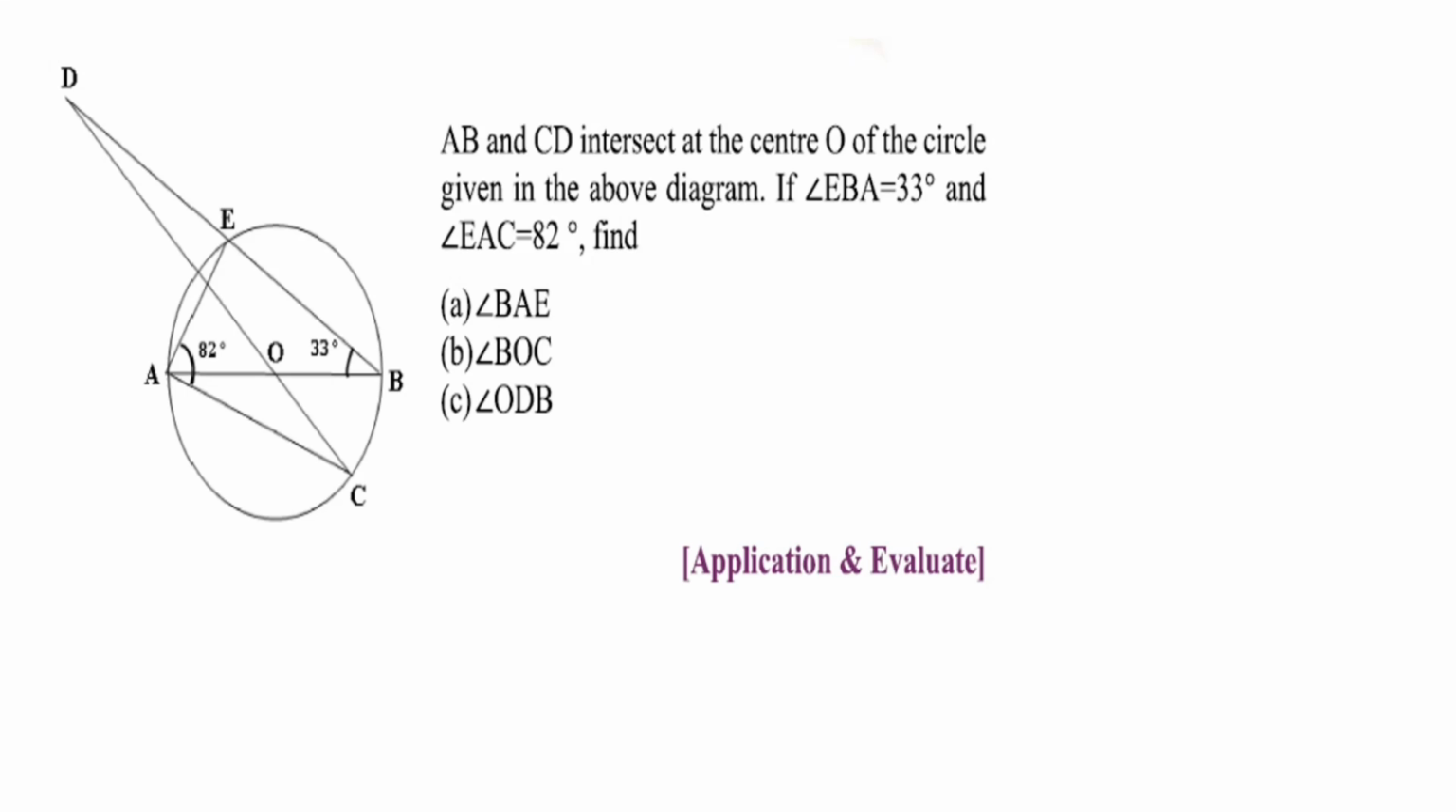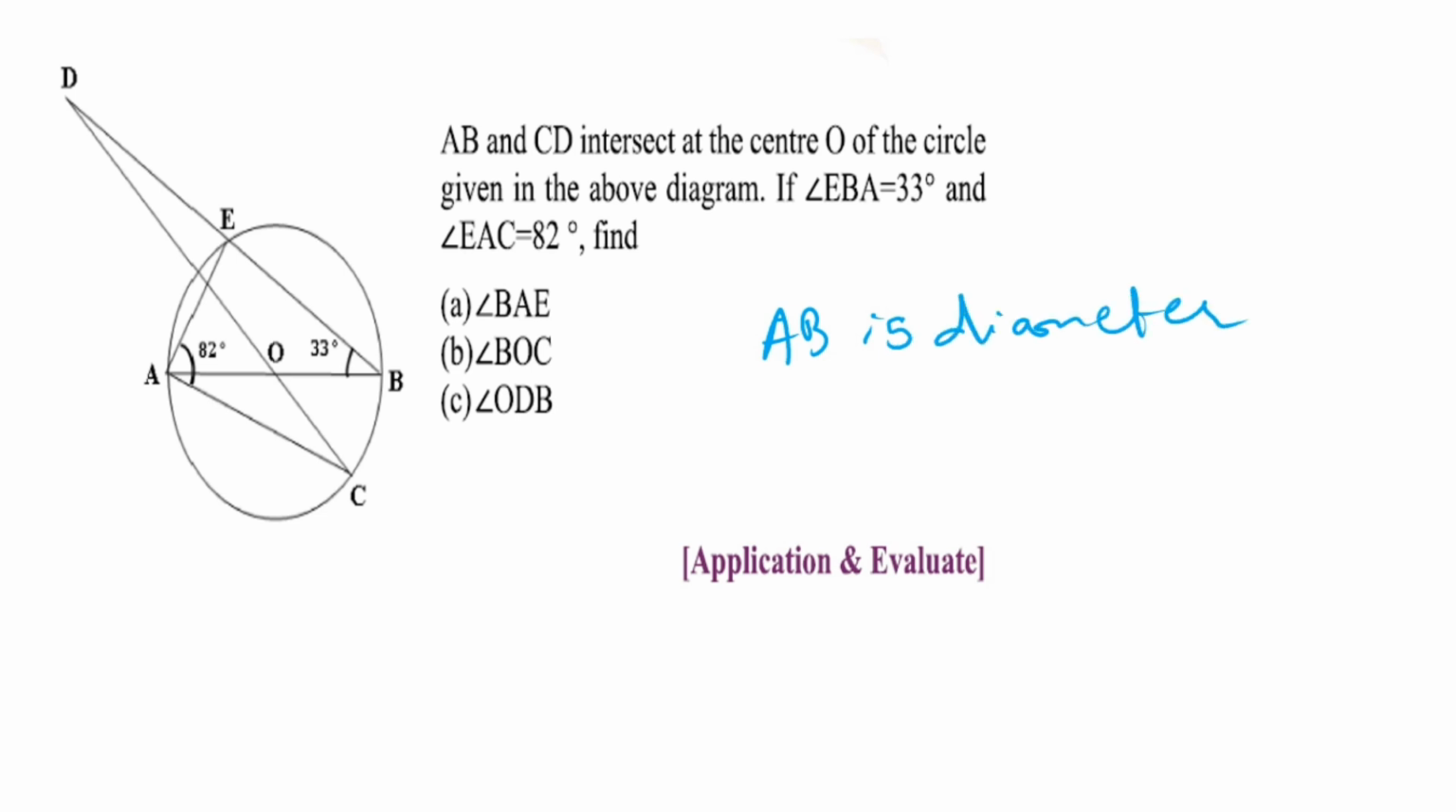In this question, we need to find the value of three angles. Given is angle EAC, 82 degrees, and angle EBA, 33 degrees. Now you can see the center is O. Line AB passes through center O, so I can say AB is the diameter.